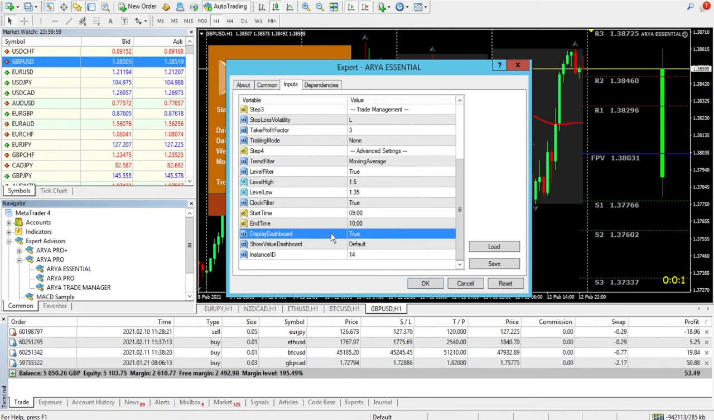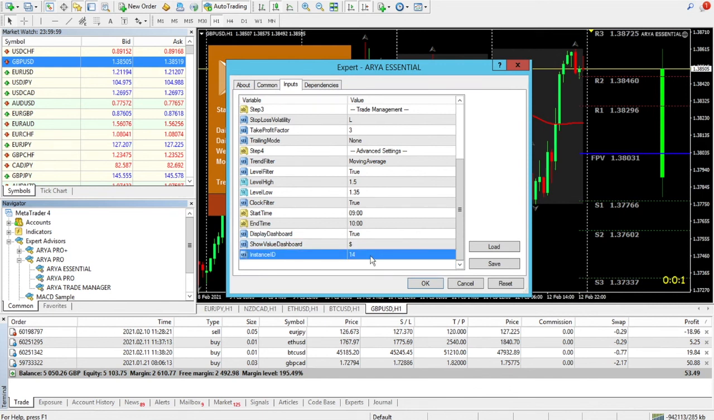Use the display dashboard parameter to show or hide the orange performance box, which sits on top of the chart just here. If you have chosen visual mode and false, you will only see a box with the buy and sell buttons. Show visual dashboard will always be at default. This means your results will be displayed in both percentages and in the currency of your account. If you would like your results to be only displayed in percentages, choose percentages, or if you'd only like to display your results in the currency of your account, click on the corresponding currency of your account.